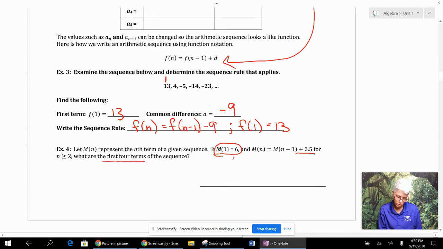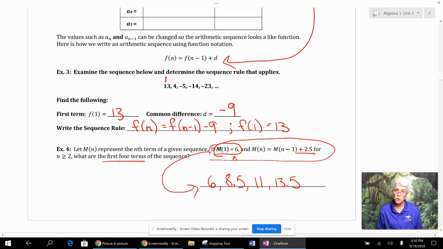So there's the first term, 6. I'm going to add 2.5, and then that means I will get 8.5. And then I'm going to add 2.5 again, and I'm going to get 11. And then I'm going to add 2.5 again, and I'm going to get 13.5.